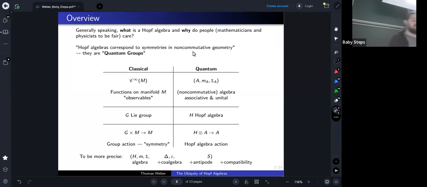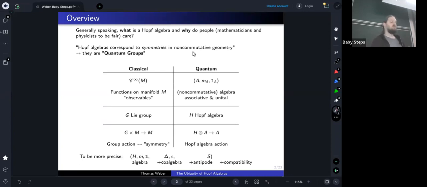So this is an overview. Just broadly speaking, what is a Hopf algebra and why do people care? And with people, I should maybe specify mainly mathematicians and physicists. Maybe not everybody cares. So the slogan that one could give is this one here. Hopf algebras correspond to symmetries in non-commutative geometry. They are quantum groups. And this is something that sounds nice, but doesn't have a lot of information. So we have to specify what we mean with this slogan.